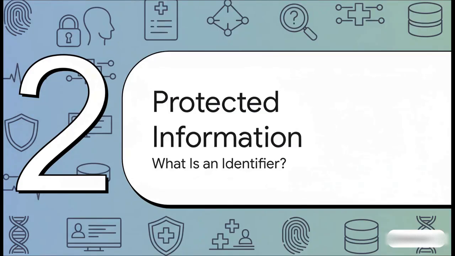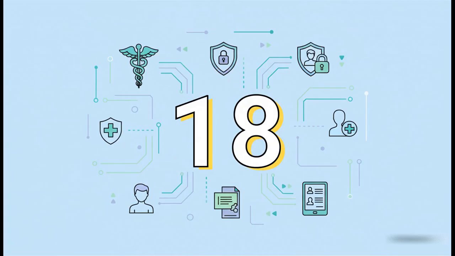All right, Section 2, identifying protected information. So we keep saying identifiable, right? Well, what exactly makes information identifiable? Let's break it down. Okay, get ready to circle this in your notes. 18. This is a number you absolutely need to know for the PTCB exam. There are exactly 18 unique identifiers that officially turn regular health info into PHI. Just one of these is enough to make it protected.